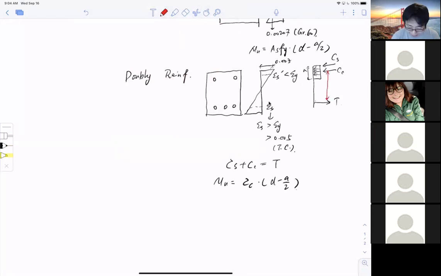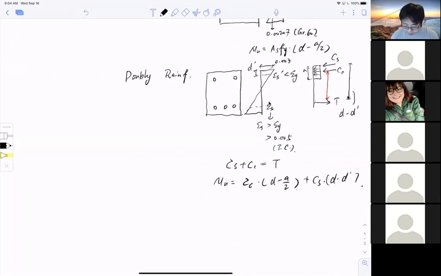Okay, plus, all right, plus Cs, multiplied by the distance right here, which is d minus d prime. d prime is the depth of the compressive reinforcement.